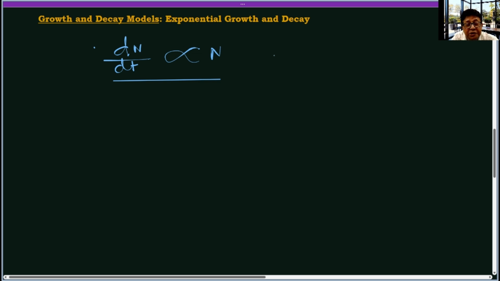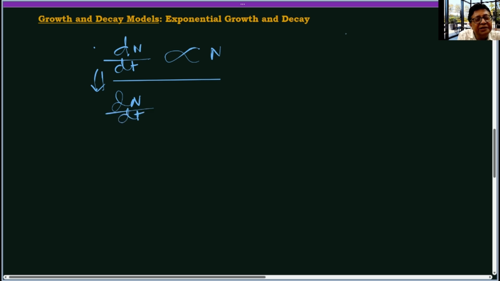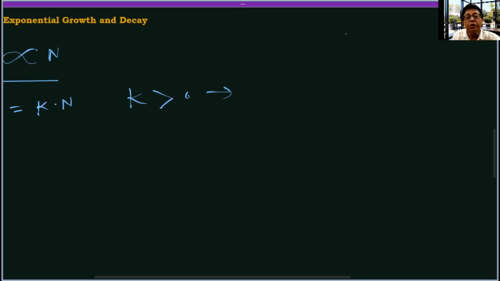But with proportionality we cannot move. We have to convert this into an equality. How to convert? This we can write as dN/dt is equal to some constant k into N. This k may be greater than 0. k greater than 0, in which case? This is for the growth model. And k less than 0 means what? This is for the decay model.